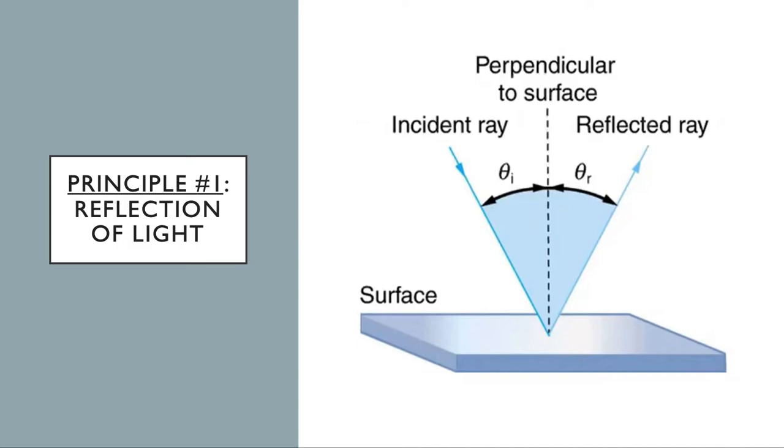This diagram shows pretty well that the angle of a reflected ray of light is going to equal the angle of that incident ray relative to the perpendicular line right here, the normal line. So theta I will equal theta R when a light ray is bounced off a smooth reflective surface.